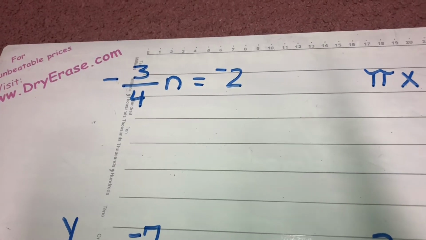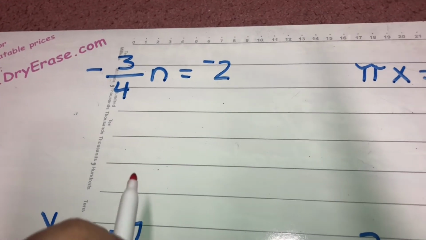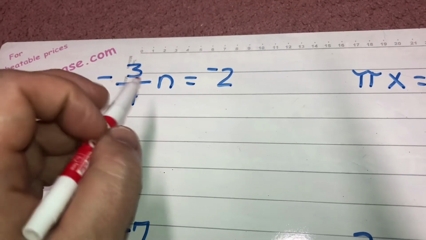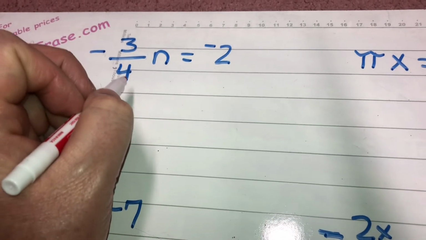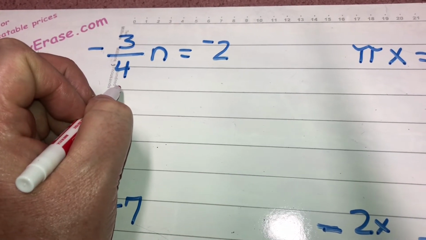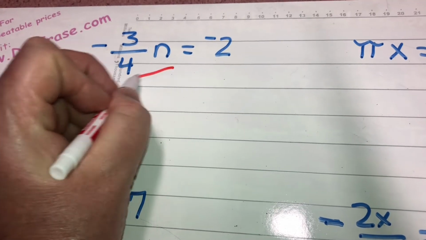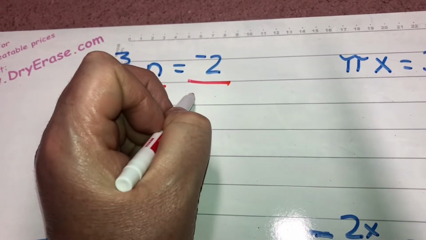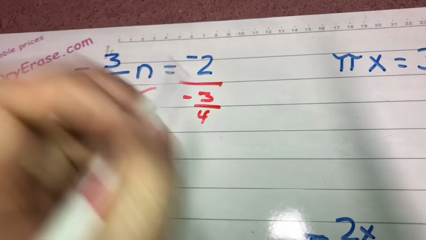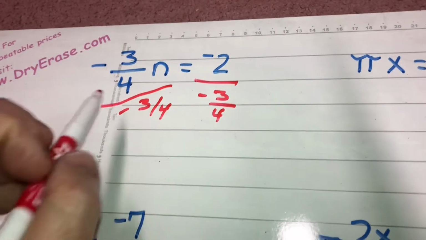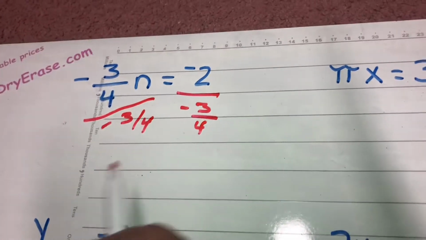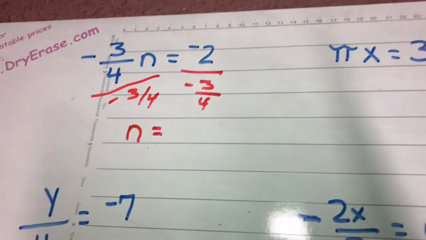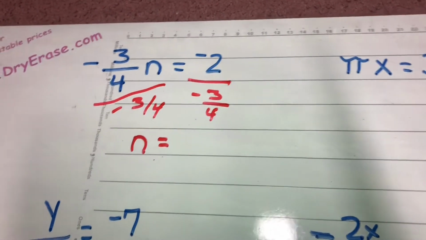So to solve a multiplication equation like this in one step, I divide. So this is going to become negative 2 divided by negative 3/4. I'm going to divide everything here by negative 3/4. Now I'm kind of setting up fractions with fractions, but just showing you that I'm dividing to isolate n. So I'm going to end up with n equals negative 2 divided by negative 3/4.